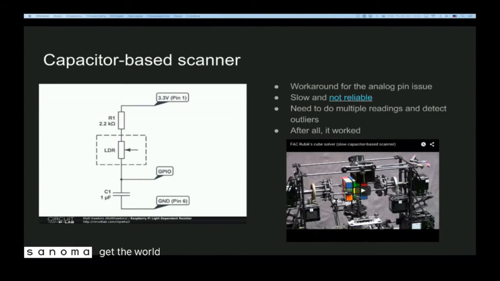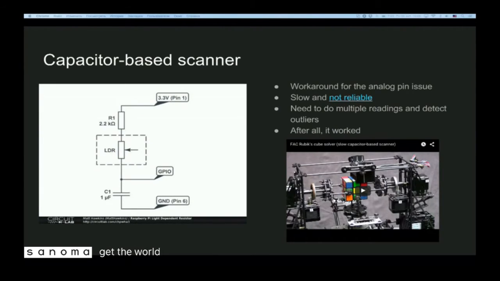You have a lot of background processes. So we had to do multiple readings, get rid of outliers, and get an average value, and the charging itself takes a lot of time. So after all, it worked, but it would take about 2 or 3 minutes to scan the whole cube, which is not very exciting. So we moved back to the Arduino.